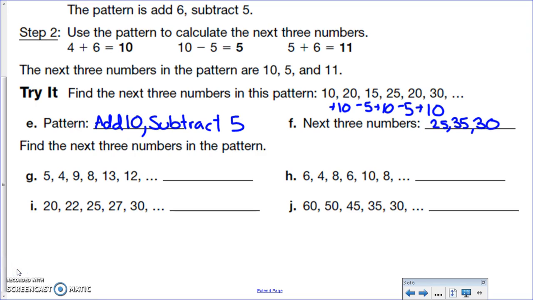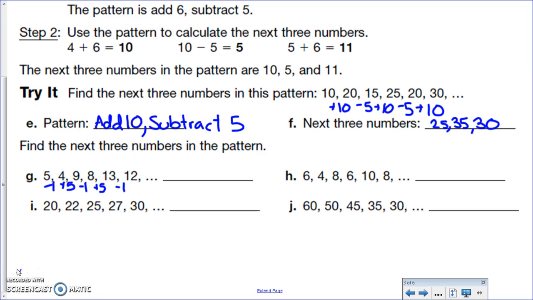All right, for G, we have 5, 4, 9, 8, 13, and 12. So 5 to 4 is minus 1. 4 to 9 is plus 5. 9 to 8 is minus 1. 8 to 13 is plus 5. And 13 to 12 is minus 1. So our pattern is subtract 1, add 5.